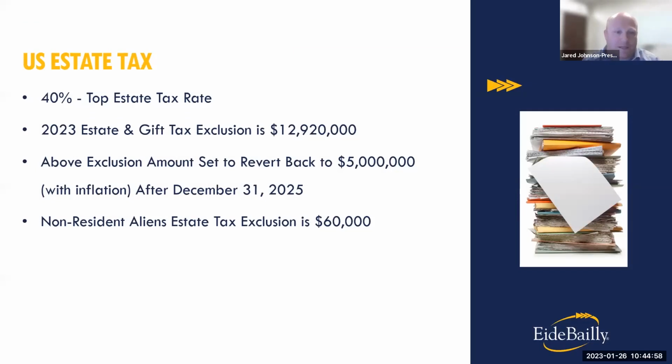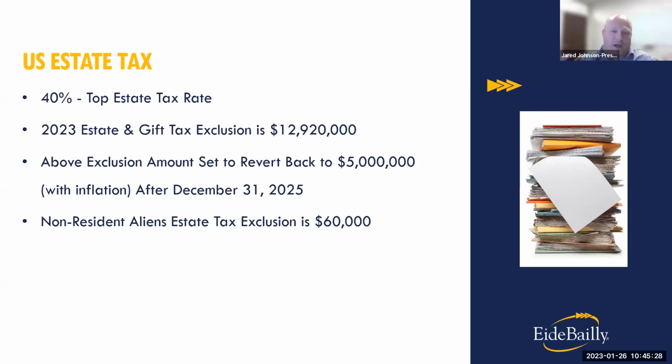So, some of the basics on US estate tax. The top rate of the estate tax in the US is 40% on wealth over $12.92 million. So the 2023 exclusion is quite high.